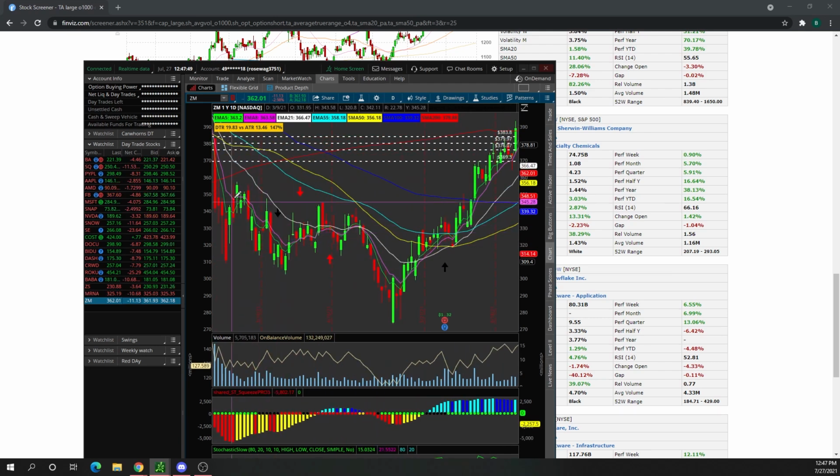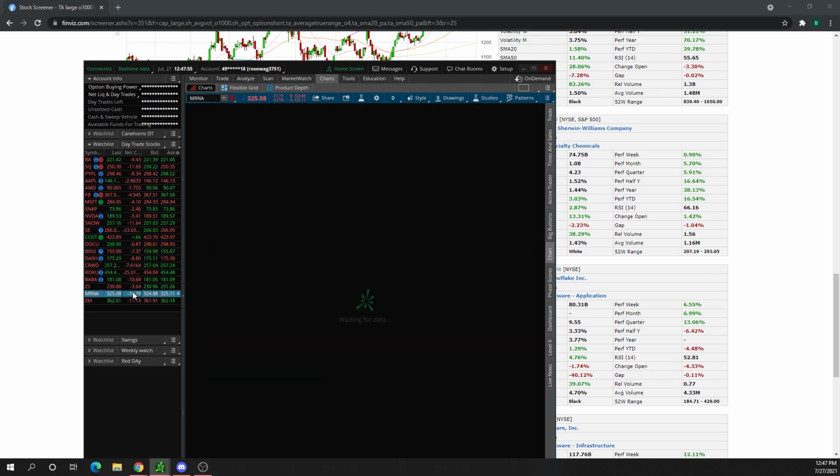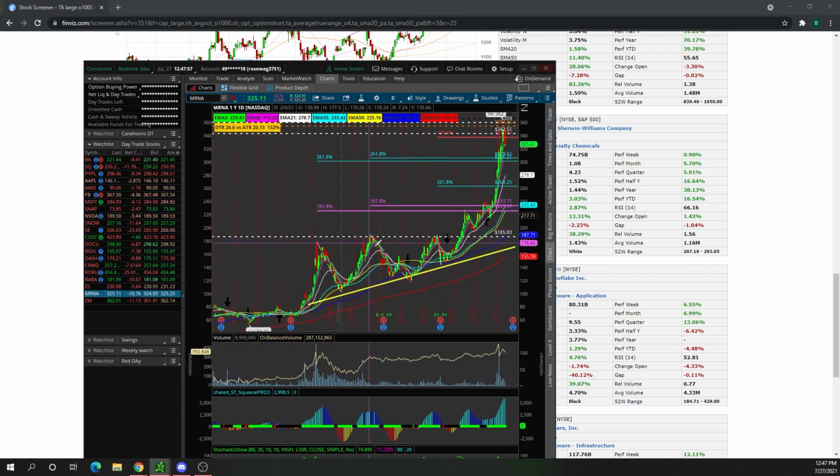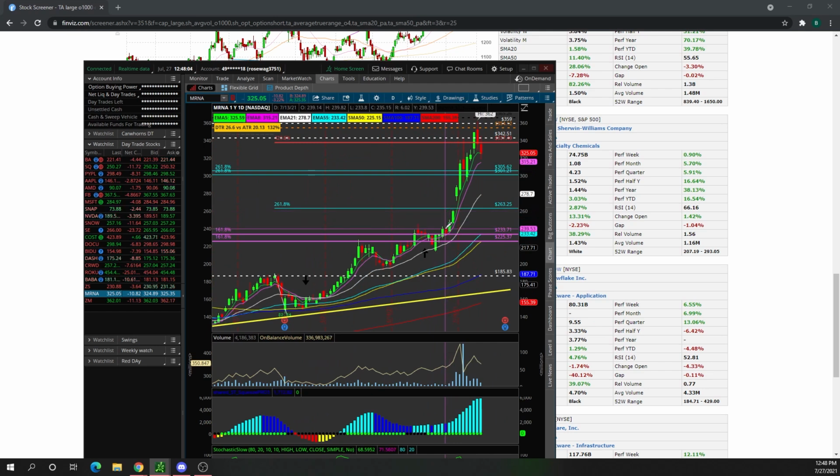Way back here, Zoom was off of the list because Zoom was doing absolutely nothing and nobody was day trading Zoom. Same thing with Moderna. I haven't had Moderna on this day trading list since all the way back here, or maybe it was right here, one of the two. But it came back onto the list once it started to fill these gaps to the upside.